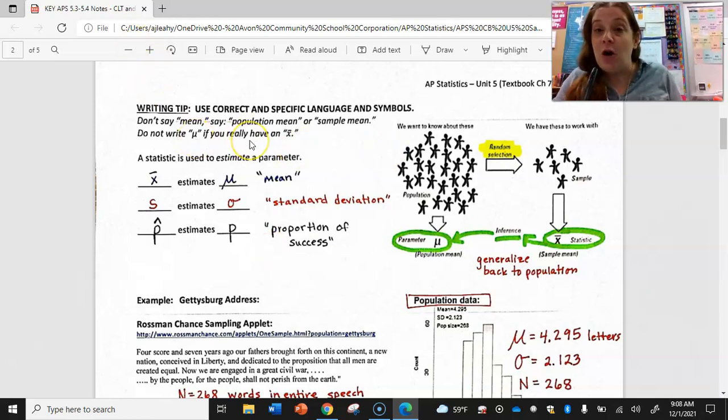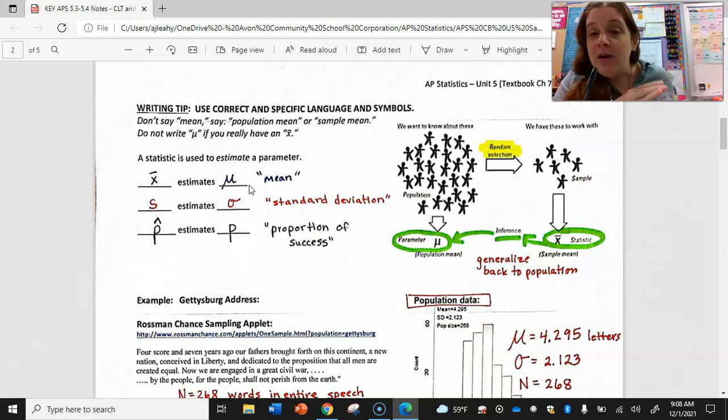It's really important that we use correct language on this. If you're talking about a population mean, you say population mean. If you're talking about a population standard deviation, you say population standard deviation. If you're talking about a sample, you say sample mean. When we're using these statistics, we're going to use them to estimate a parameter. X bar is used to estimate mu, so we'll find x bar over and over again to find mu. S is used to estimate sigma. And p hat is used for the proportion.